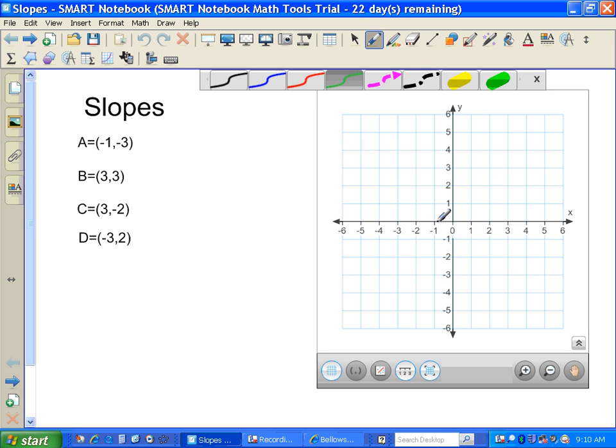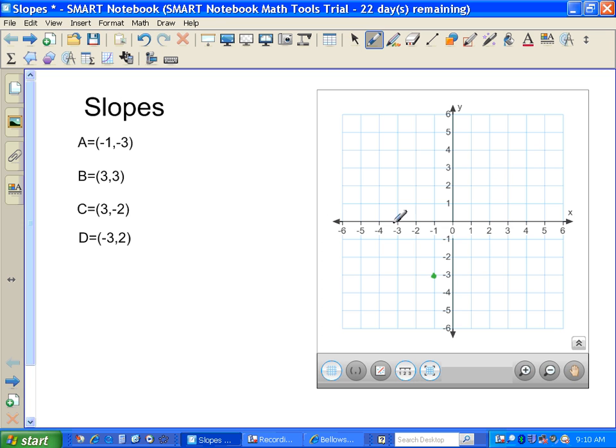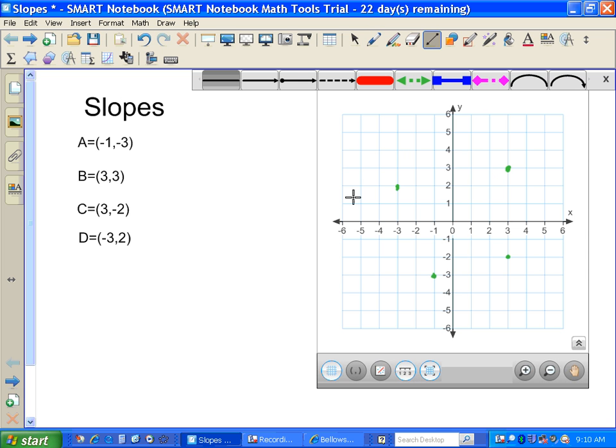So point A is at -1, -3. Point B is at 3, 3. All right. Point C is at 3, -2. And point D is at -3, 2. Okay? I'm going to attempt to connect a couple of these points.